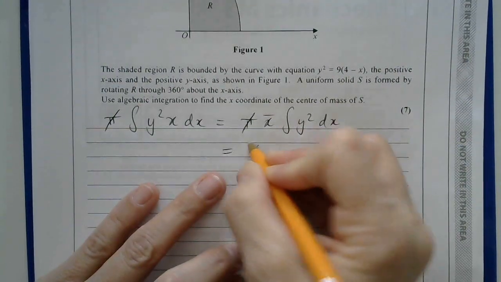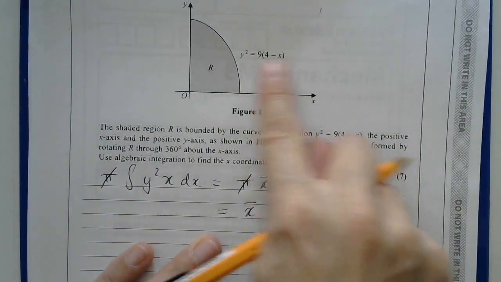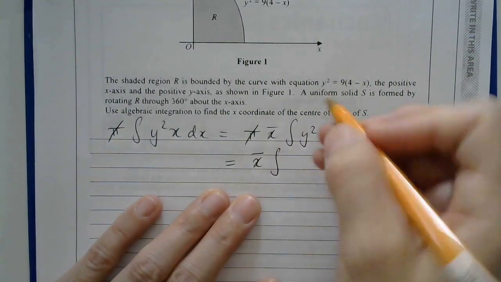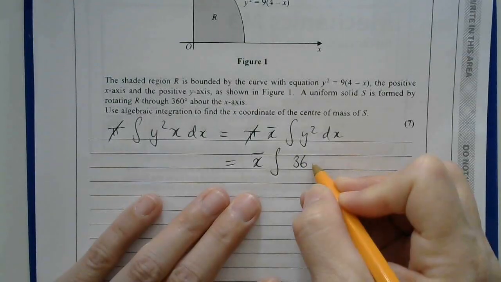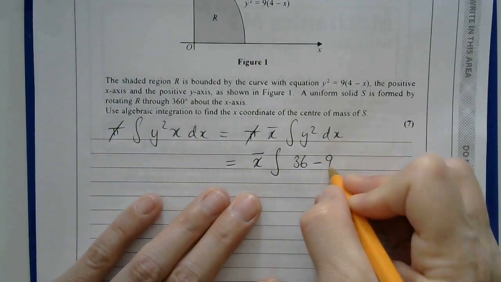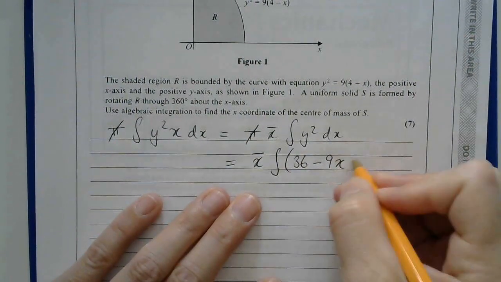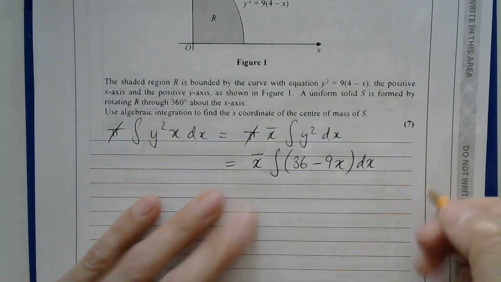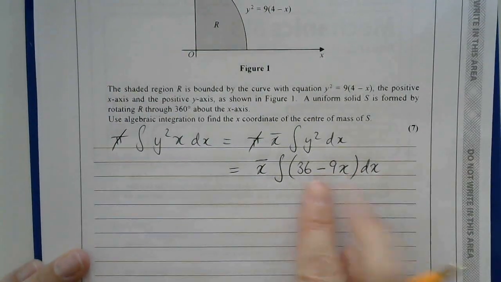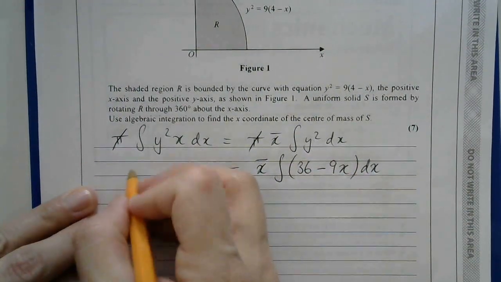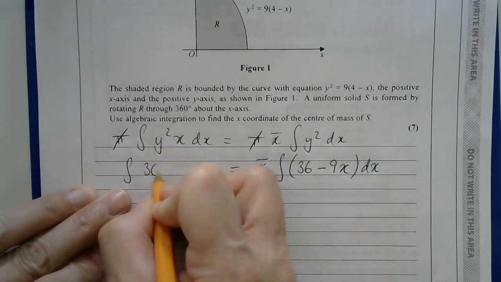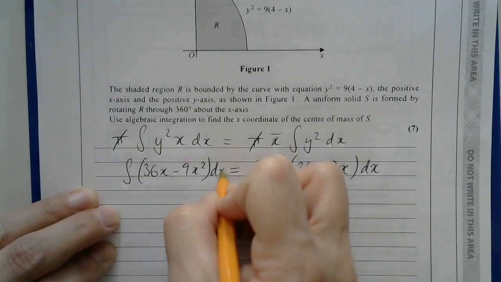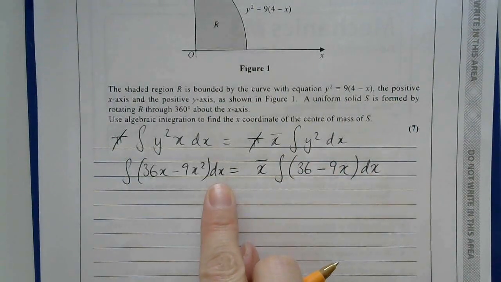So on the right hand side, I'll multiply this out so it will be a little bit easier to integrate. I'm going to end up with 9 times 4, 36, and 9 times negative x, which gives me negative 9x, to be integrated with respect to x. And on the left hand side I'll end up with the same thing but multiplied by x. So I get 36x minus 9x squared to be integrated with respect to x.